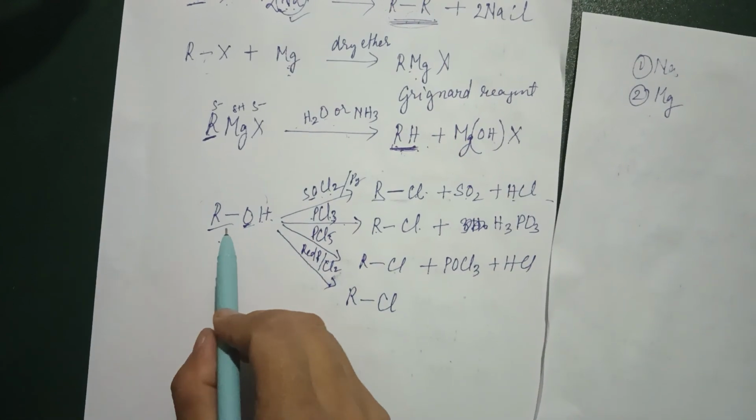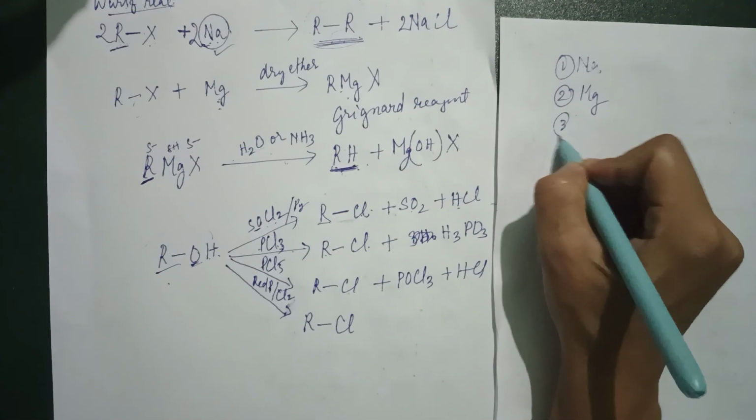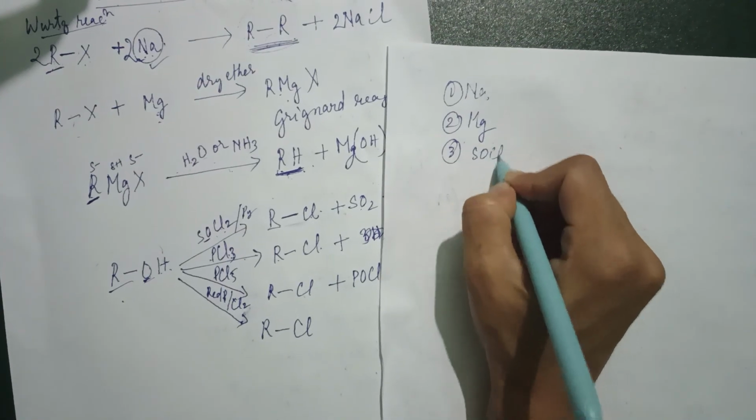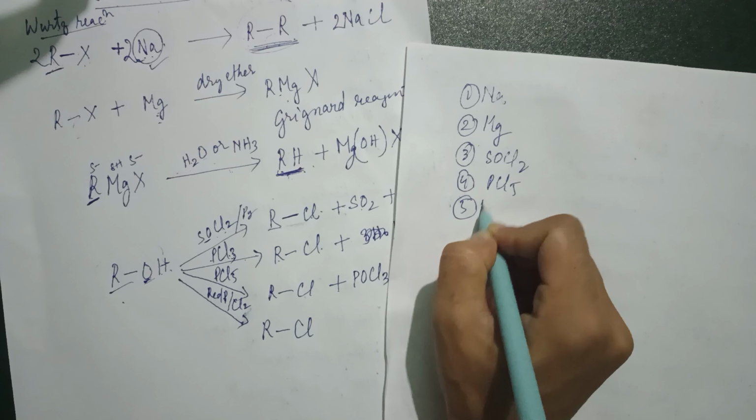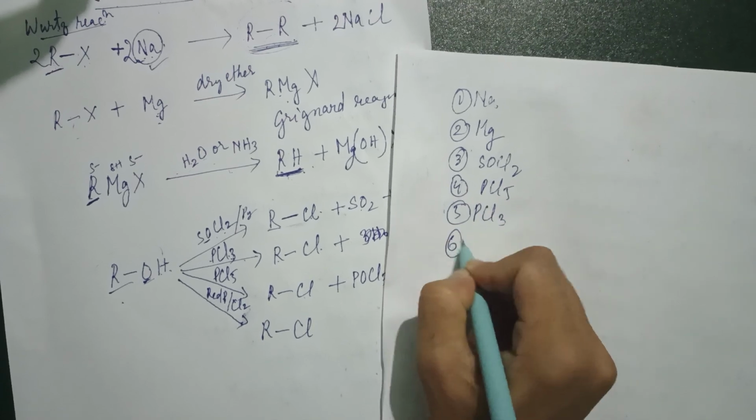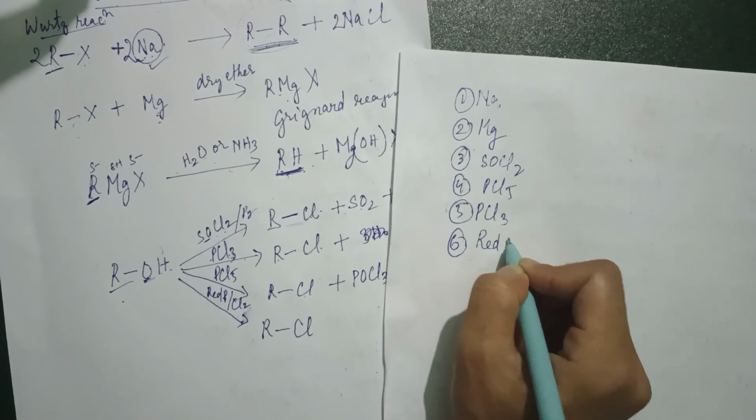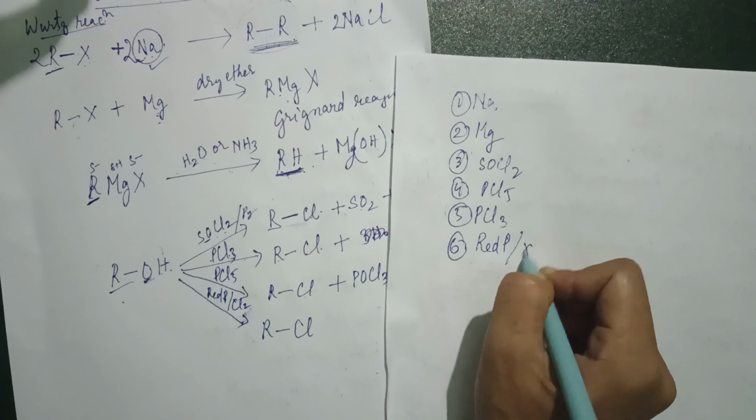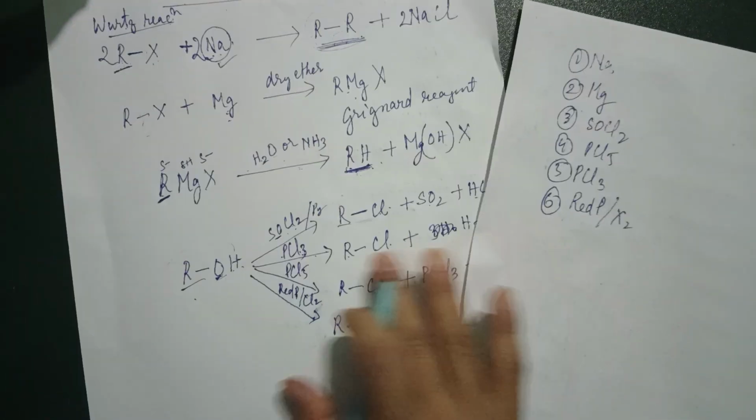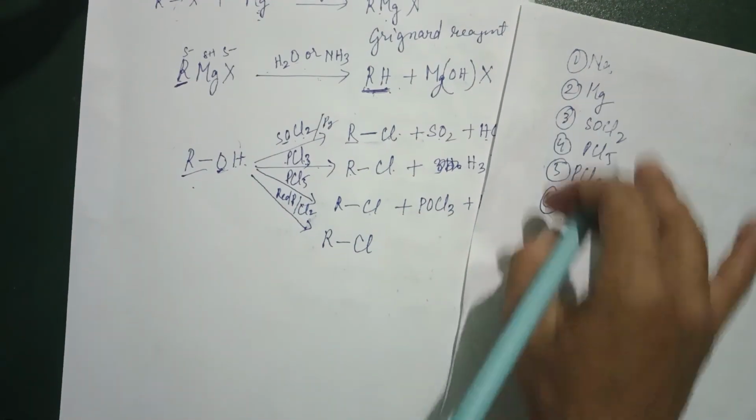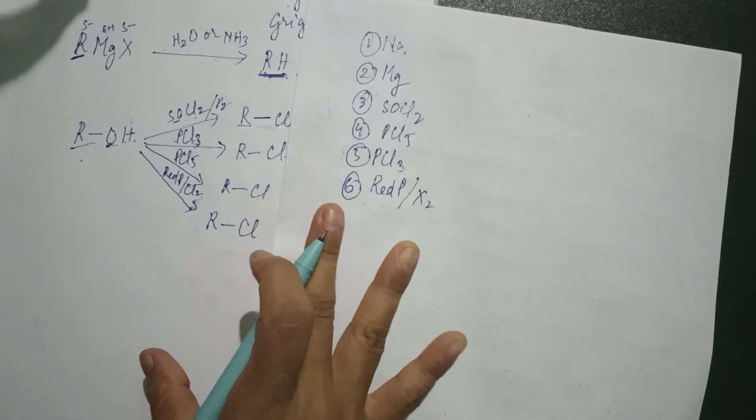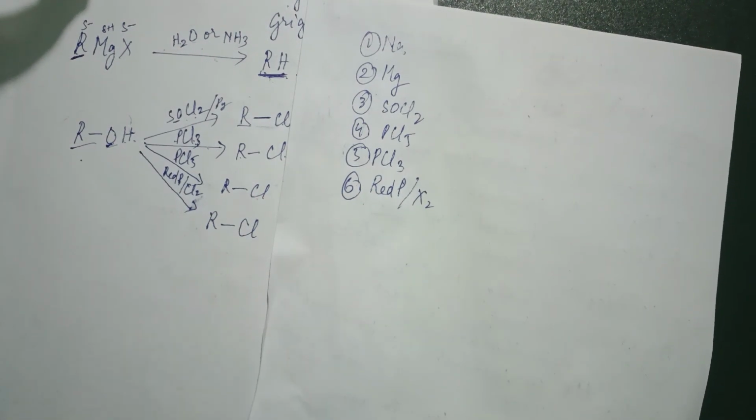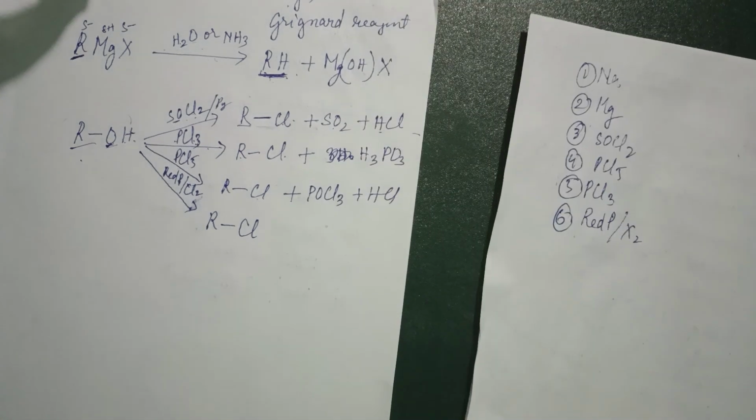So these are the reagents. What are the other reagents? We have SOCl2, PCl5, PCl3, and red phosphorus with any X2, Cl2 or Br2. So these are the reactions that I have collected. You should collect them in this way to remember the reactions properly.